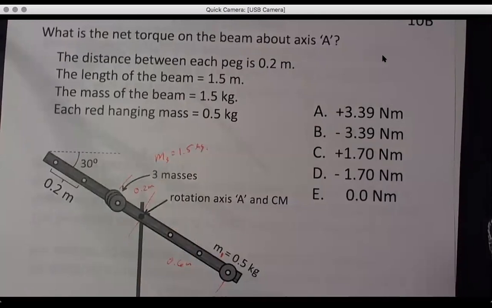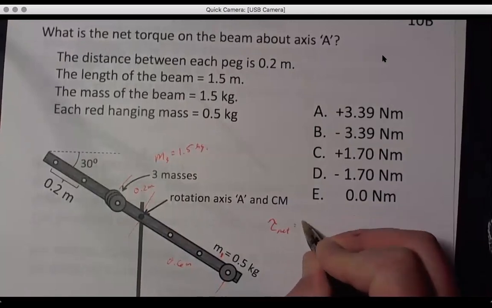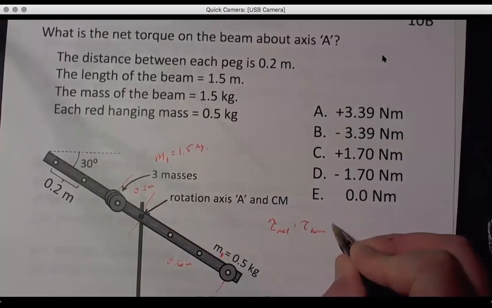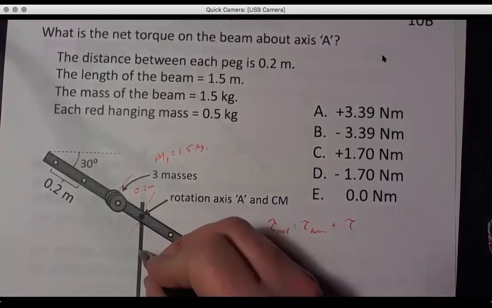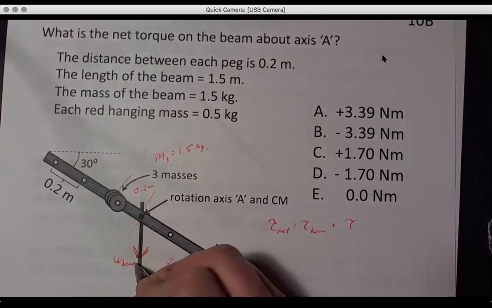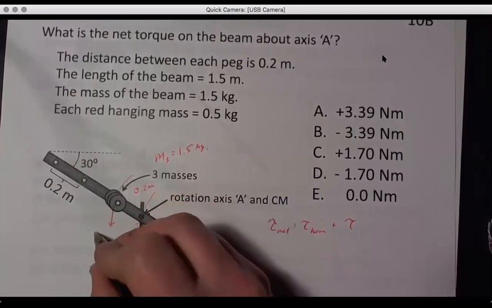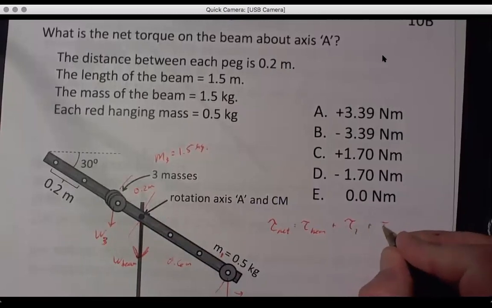And how do we do this? Well, you calculate it out in the steps, right? Torque net is equal to torque beam plus torque. Probably should draw a few things in here. W1, W beam, and W3, and plus torque 1 plus torque 3.